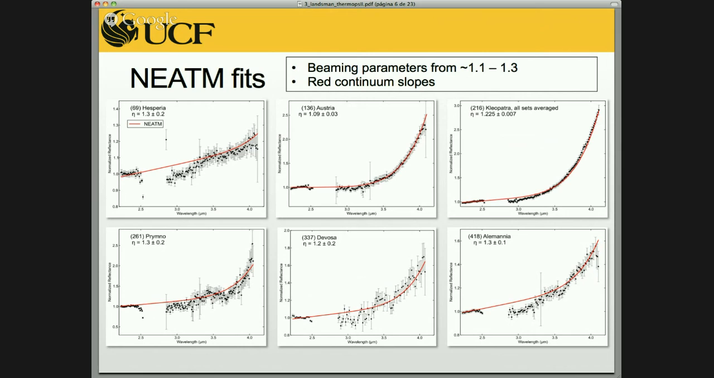And we found beaming parameters in the range of 1.1 to 1.3, which is not hugely remarkable, but shows that there's some thermal inertia happening. And I'll talk about that more in a minute. The other thing is that I mentioned M-types are typically red, have red slopes in the visible and near infrared, and we found that the continuum slope continued to be red out toward 4 microns. And so in order to get a reasonable fit of the NEDM, we had to modify it by multiplying it by a red sloped line. Otherwise, there was just no way that it would work.